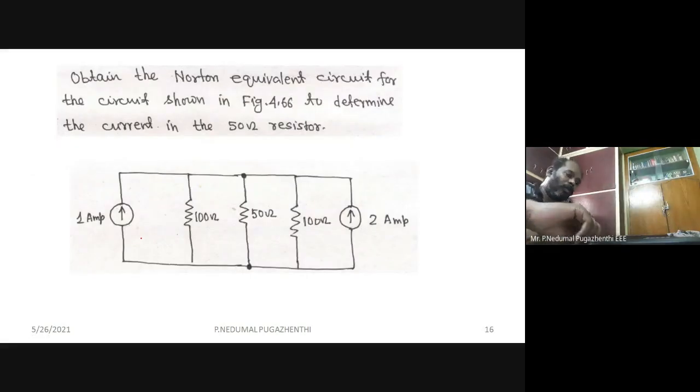This is the homework problem. I have already posted it in the classroom. You try to apply Norton's theorem to find the current passing through this 50 ohm resistor. Try to find what is I50. This is your homework.